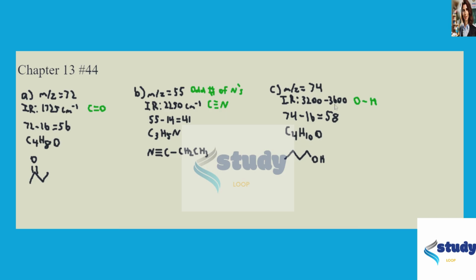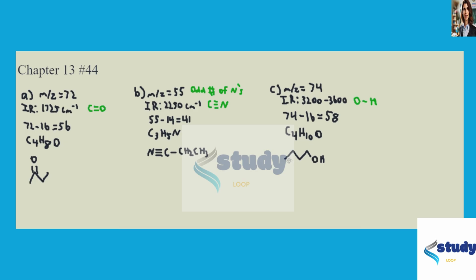Then for C, we follow the exact same formula that we followed for A and B. Our molecular ion is 74. Our IR peak pretty clearly represents an alcohol. So we can subtract 16 from 74, which leaves us 58. Then following the formula we've been using of as many carbons as possible, that would be 4 carbons for a total formula of C4H10O.